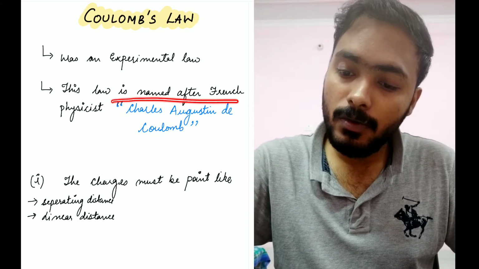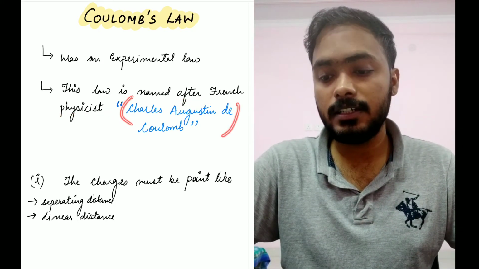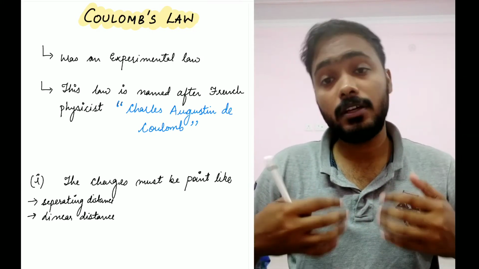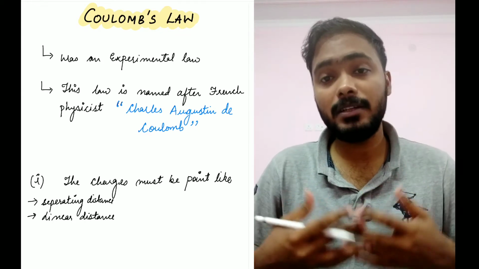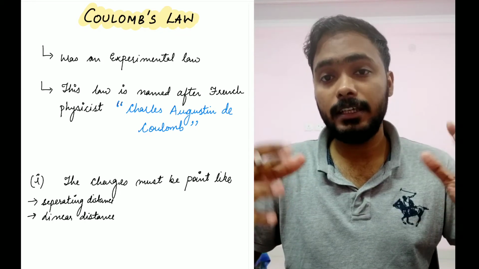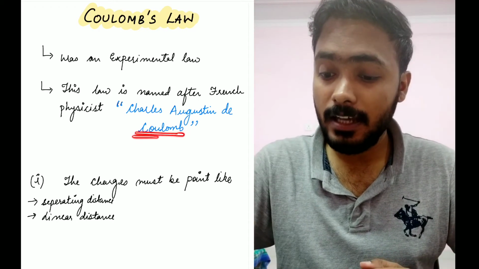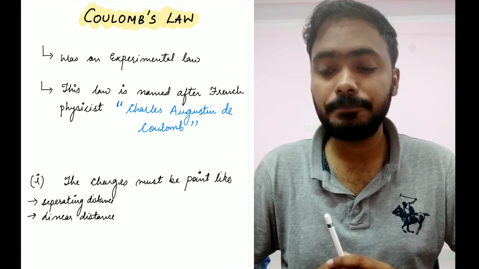This law was named after French physicist Charles Augustin de Coulomb. There were other people who also came up with this result, but he was the person who actually formulated it, and he made it into a thesis. That's why this law is named after him. He was a French physicist.